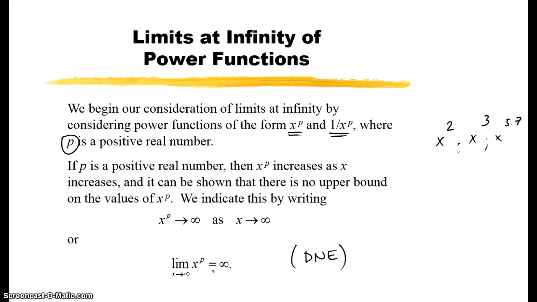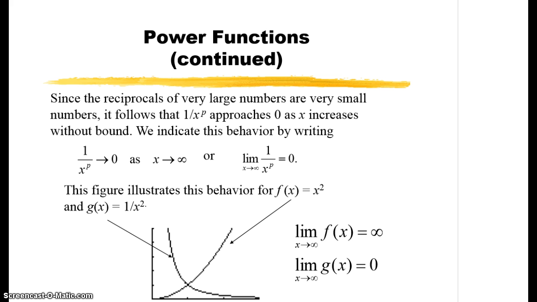Just because we set it equal to infinity does not mean anything. Infinity is not a number. We're just saying equals infinity because this gives us a better idea of the behavior of this function x to the p as the inputs get larger and larger. The limit itself does not exist. Okay, why don't we take a look at more of this?